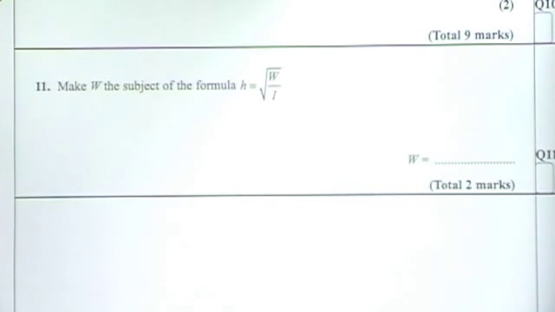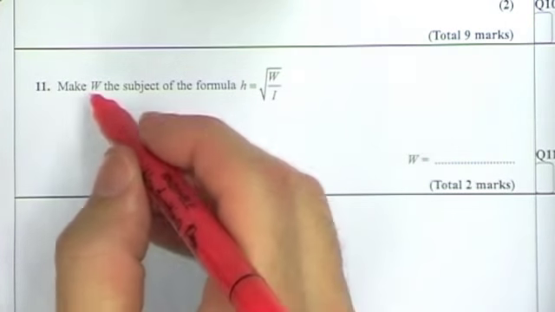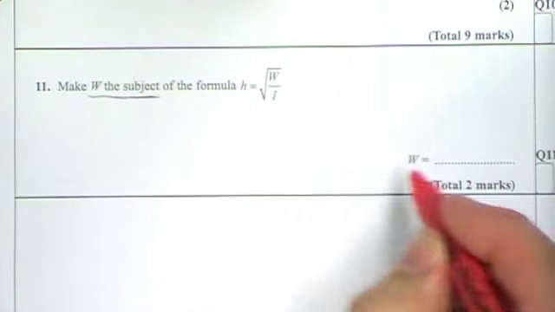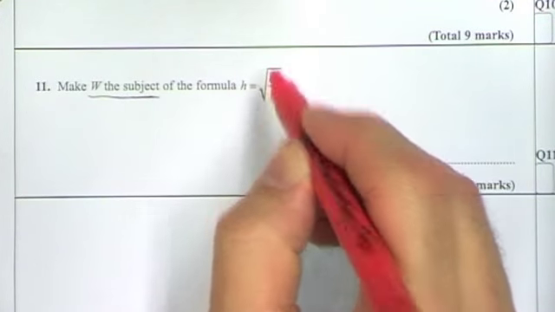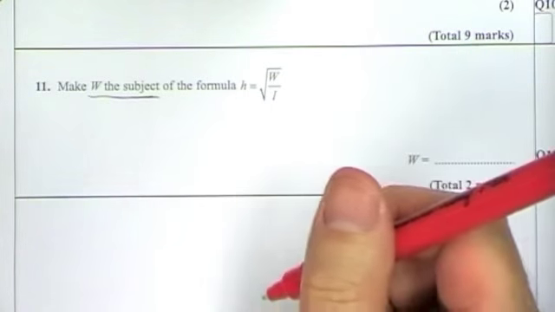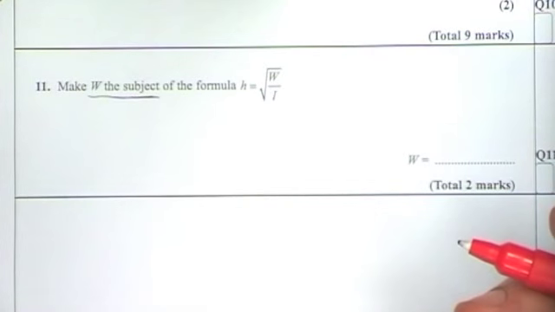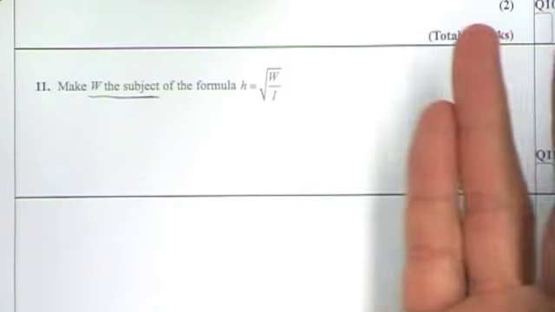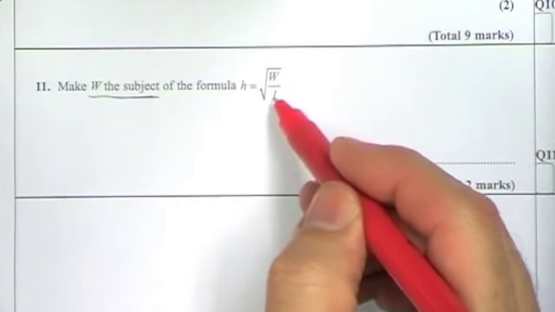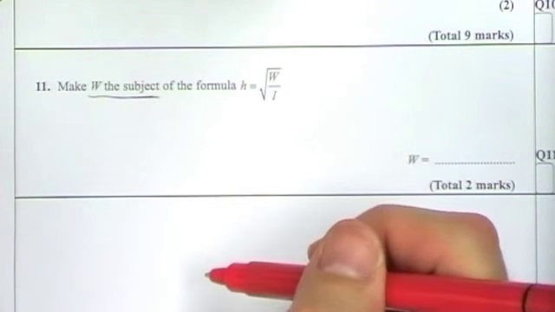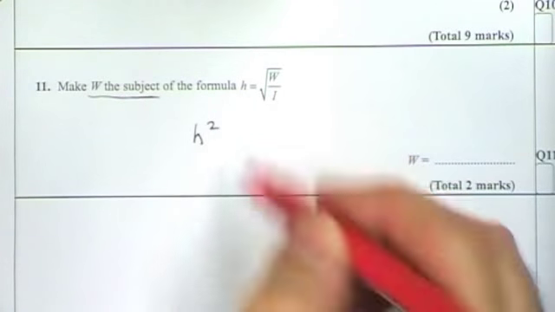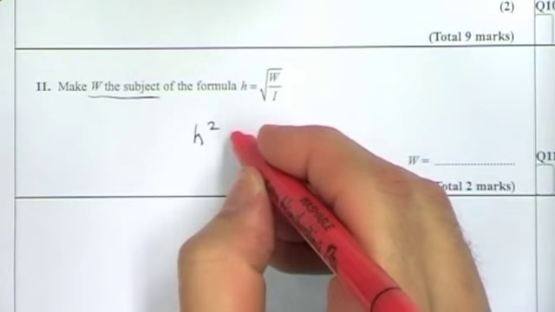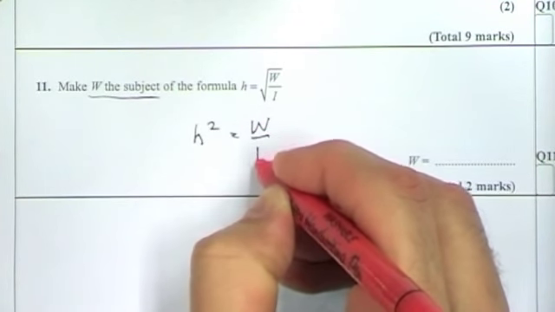Question 11 was a quick question on rearranging formulas. It says make W the subject of the formula, so I want to end up with W equals something. However, if I look here, W is under a square root, so I've got to undo the square root. How do I undo a square root? What's the opposite? It's squaring, so I've got to square this right hand side and square the left hand side. So I square the left hand side, I get h squared, and I square this right hand side, it undoes the square root, doesn't it? So I'm just left with W over I.